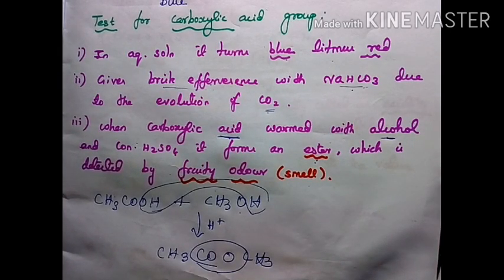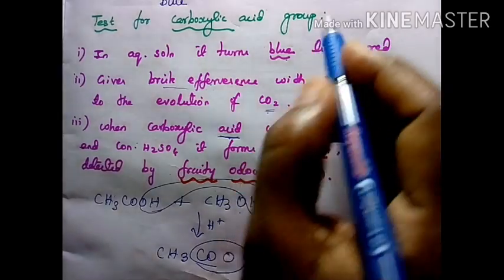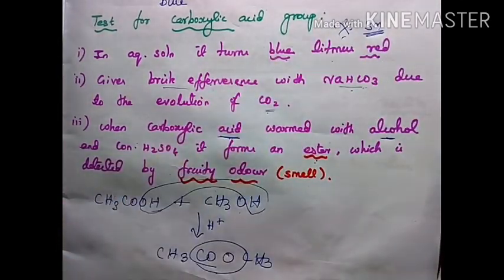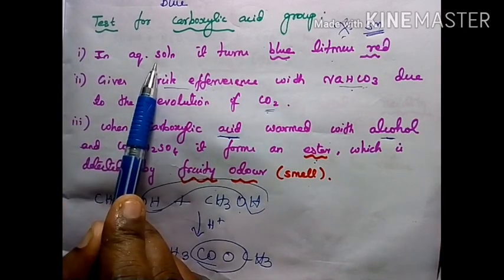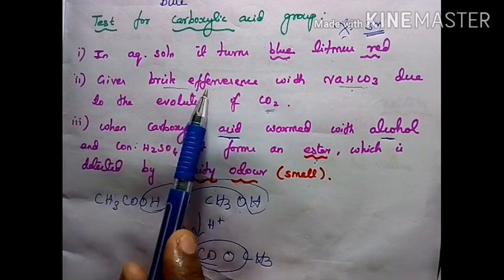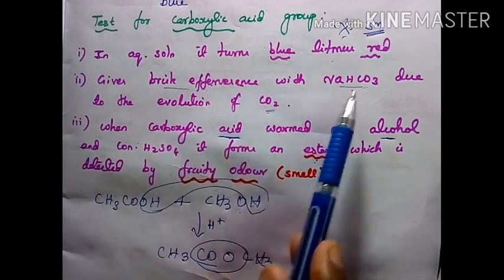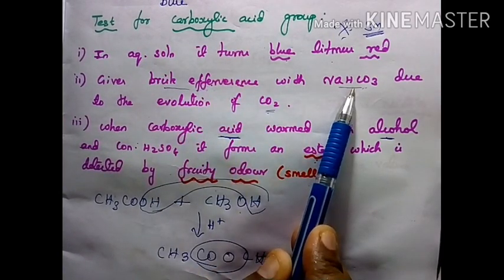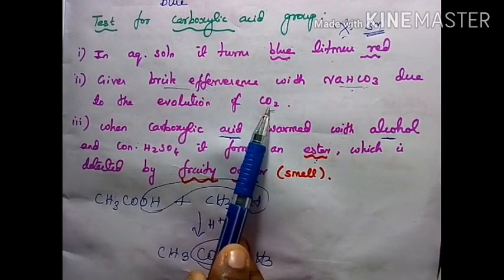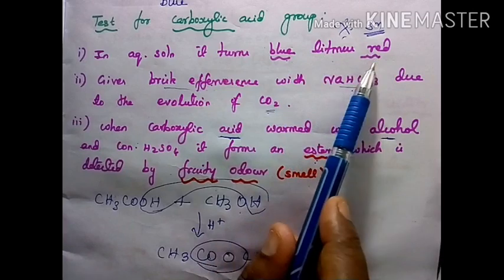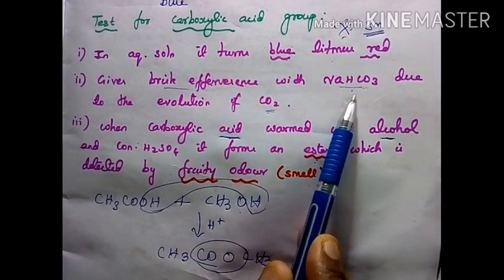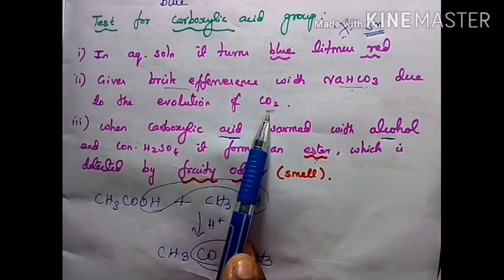Now, test for carboxylic acid is one of the important 3 mark questions. So, test for carboxylic acid in aqueous solution: it turns the blue litmus to red. And it also has a tendency to give a brisk effervescence with sodium bicarbonate. This brisk effervescence shows the evolution of carbon dioxide. First test, blue to red. Then brisk effervescence with sodium bicarbonate with the evolution of carbon dioxide.